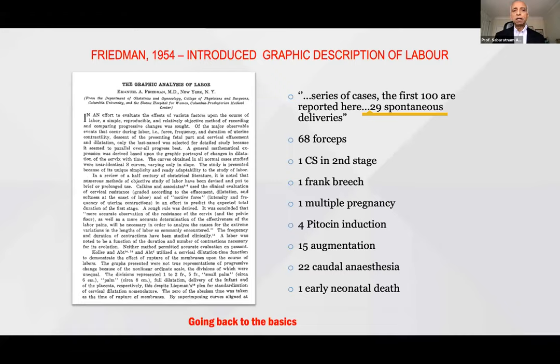We said we had to better manage labor. So all the things started with Emmanuel Friedman in 1954. He introduced the graphic description of labor. But these were not normal women. Although everybody says 100 normal women, 68 had forceps, one had section, one frank breech, one multiple pregnancy, 15 had labor augmentation, and there was one early neonatal death. So any point of description, it is not normal labor, what he described.